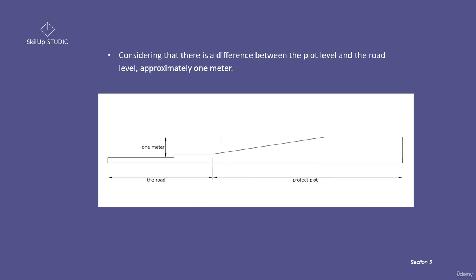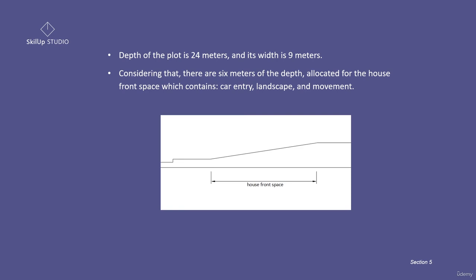Considering that there is a difference between the plot level and the road level, approximately 1 meter. The depth of the plot is 24 meters and its width is 9 meters. Considering that there are 6 meters of depth allocated for the house front space, which will contain car entry, landscape, and movement.